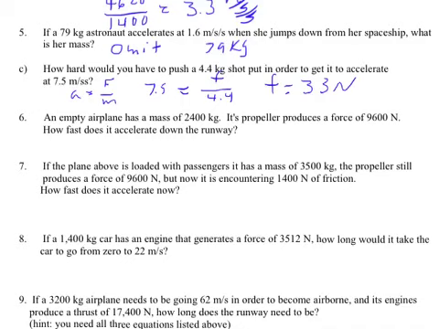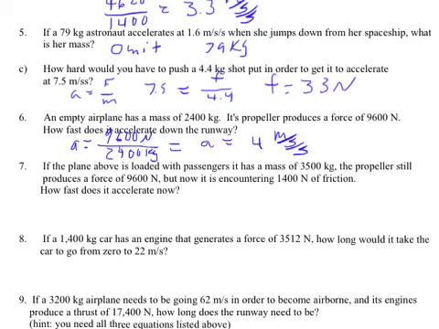Now I have an empty airplane with a mass producing a force, and I'm looking for the acceleration. I'm going to use the same equation, but this time I'm looking for acceleration, so I'm going to say acceleration equals the force acting on the airplane, which is 9,600 newtons, divided by the mass of the airplane, which is 2,400 kilograms. And that gives me an acceleration that equals 4 meters per second.